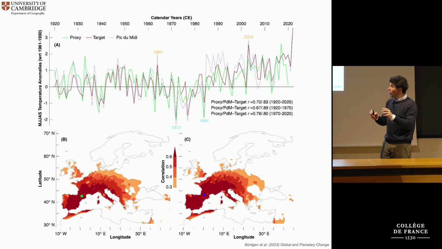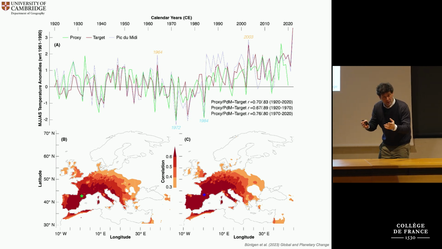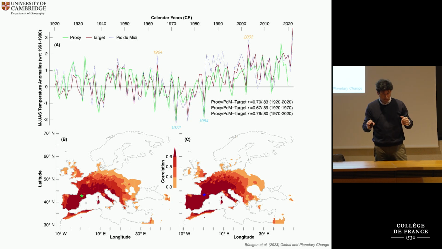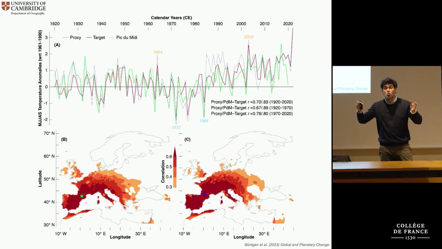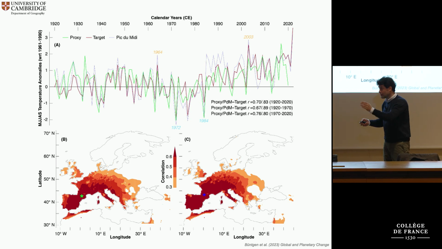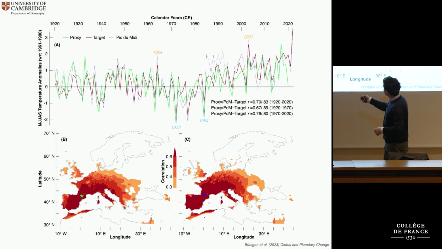So in this case, we talk about summer temperatures. And you know that the trees cannot tell us anything about winter. You know that now. It is really the growing season, the warm season. And in this case, it's a mean from May to September. May, June, July, August, September temperatures. The trees are the green one.